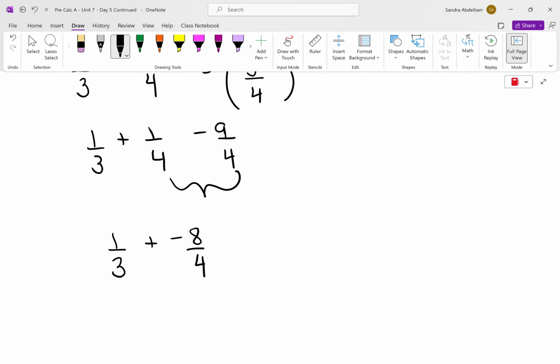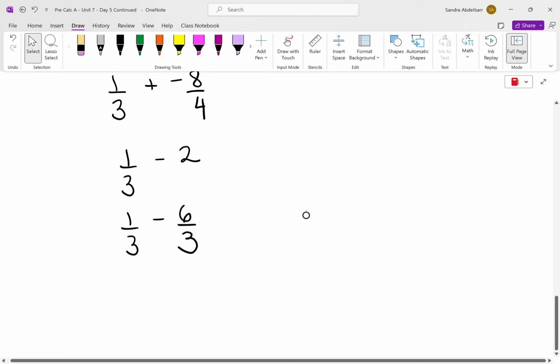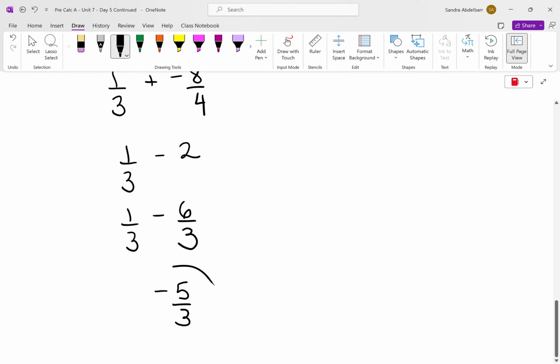I'm going to subtract these two first since they have common denominators. So now I'm 1/3 plus negative 8 over 4. Well, what's negative 8 divided by 4? Negative 2. So now 1/3 minus 6 over 3, I just made a common denominator, we end up getting negative 5 over 3. Okay, so that's the end of this.